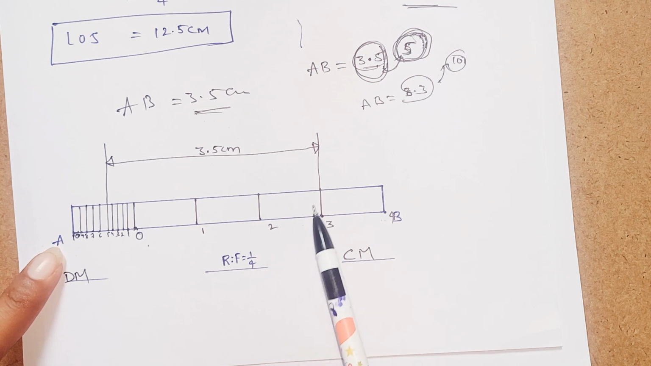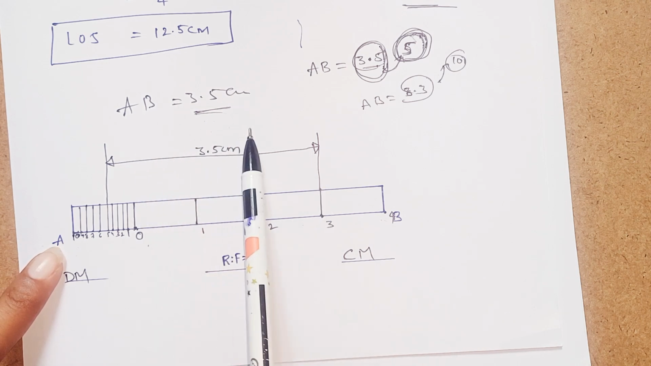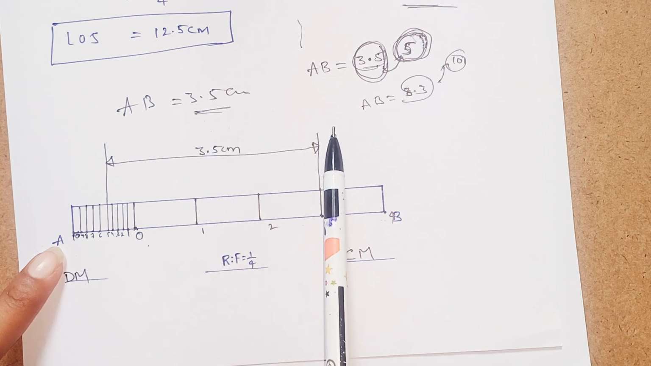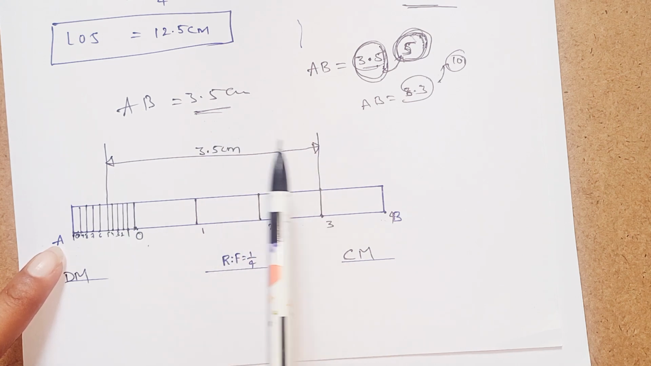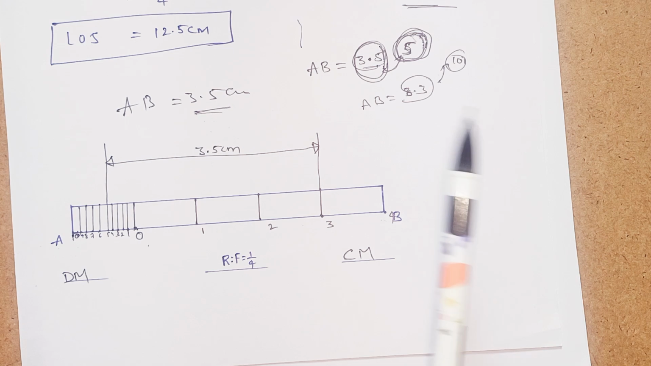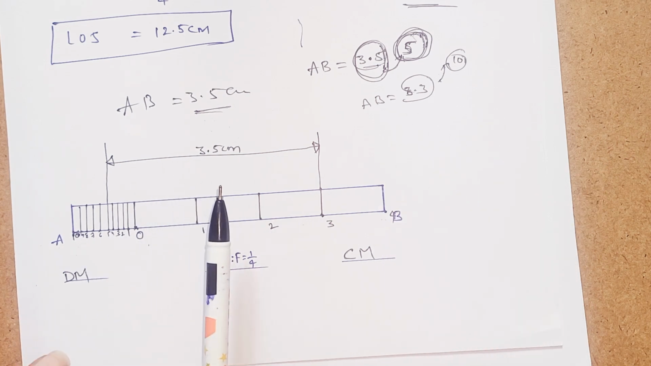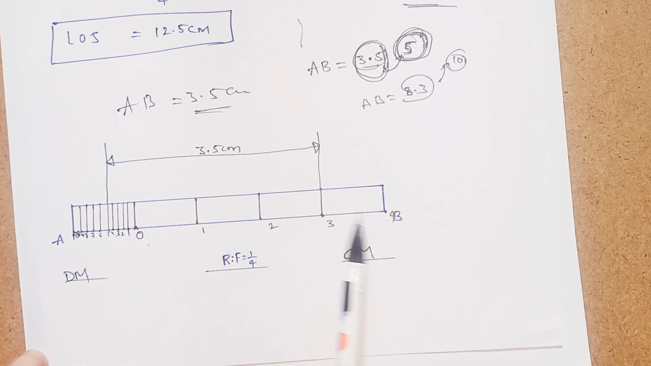Divide AB into 5 equal parts. Why? Because AB is given as 3.5 centimeter. The distance 3 point something is approximately below 5, so we consider 5. If it is above 5, you have to round off to 10 equal divisions. So it is easy to construct, and A to B has 5 equal divisions.